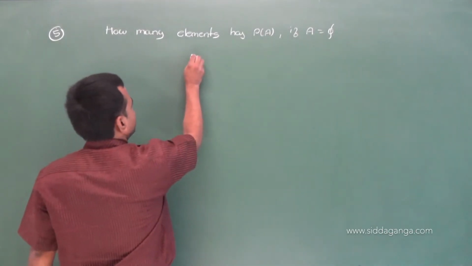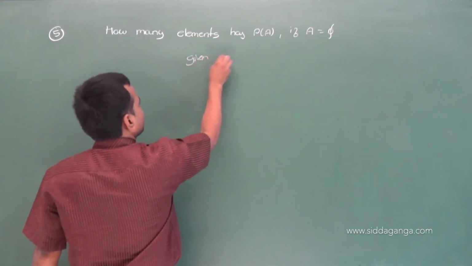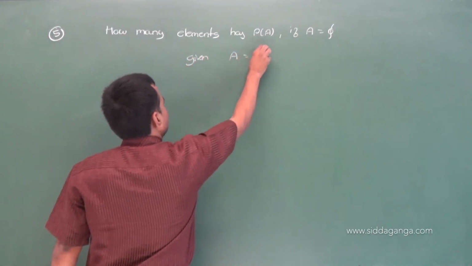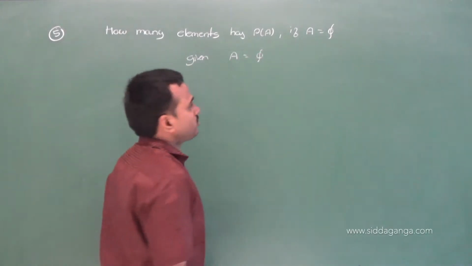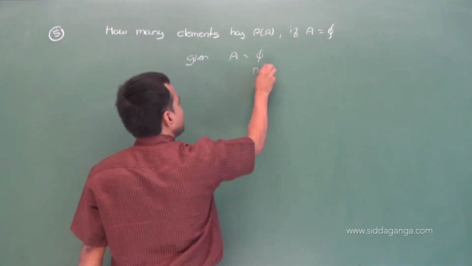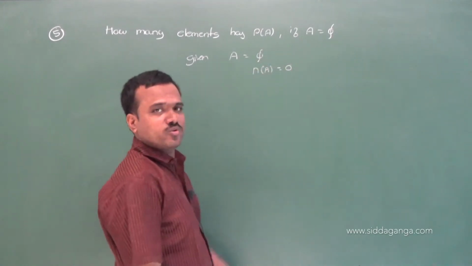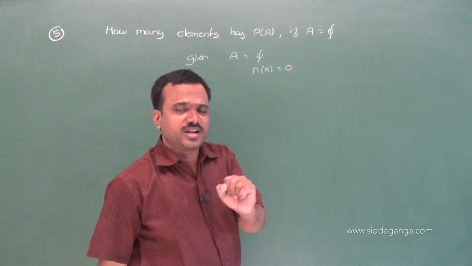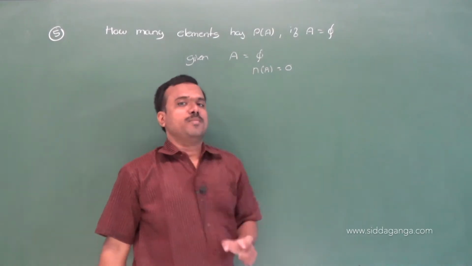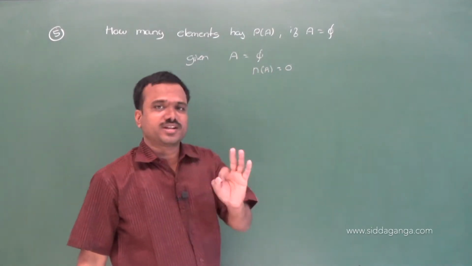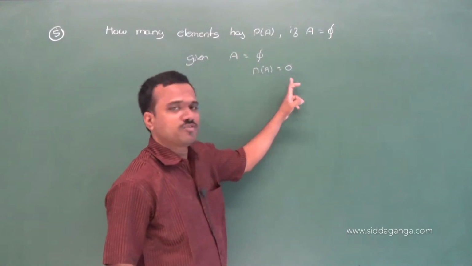What he has given: A is equal to empty. A is equal to empty, so n of A is what? 0. Empty set means a set containing no elements. That's why n of A is 0.